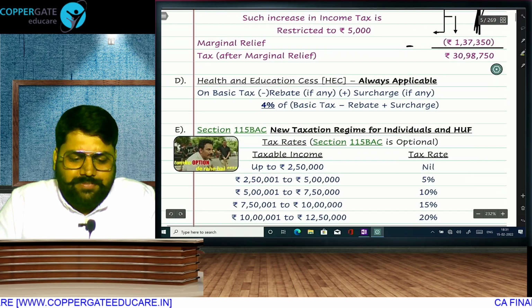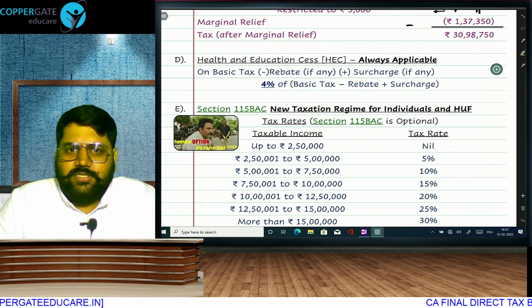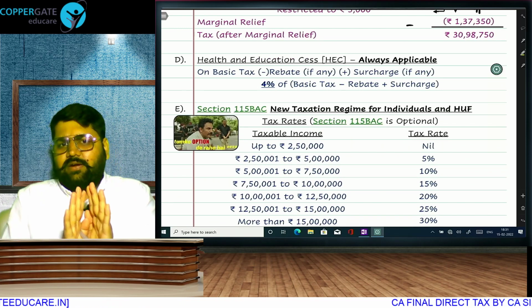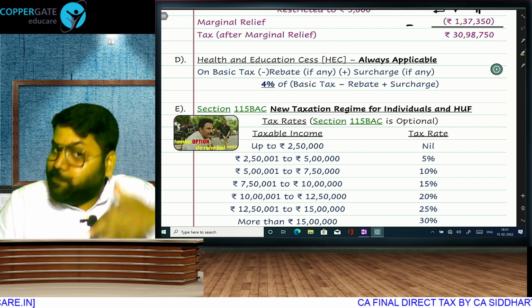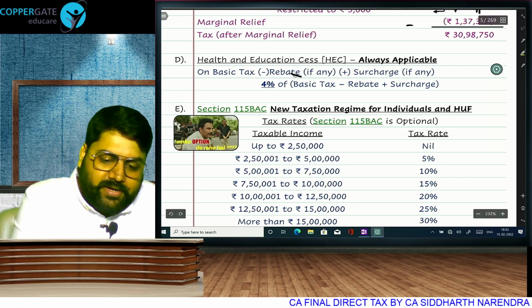And the last concept, cess. As we are all aware of the concept, whatever is the tax that you calculate, basic is the first step always. Only after you calculate basic, you check for rebate if any.